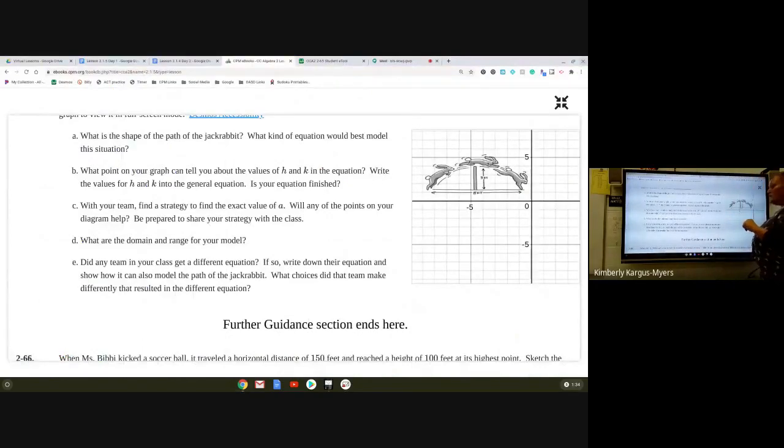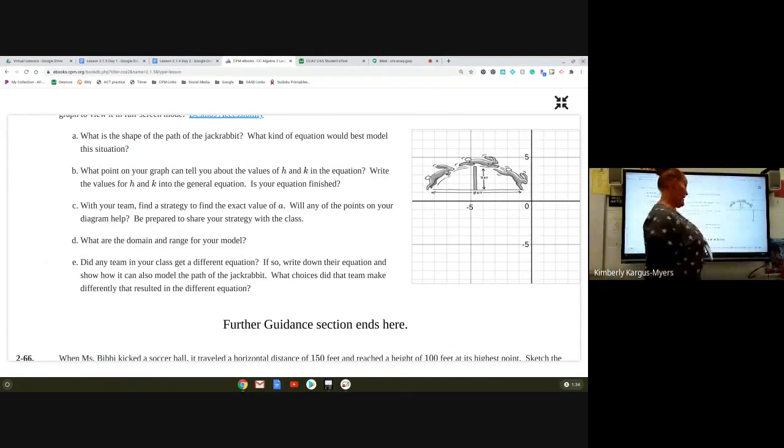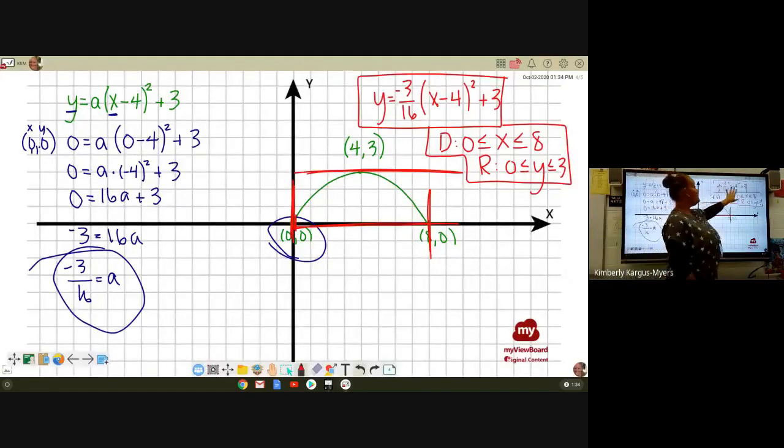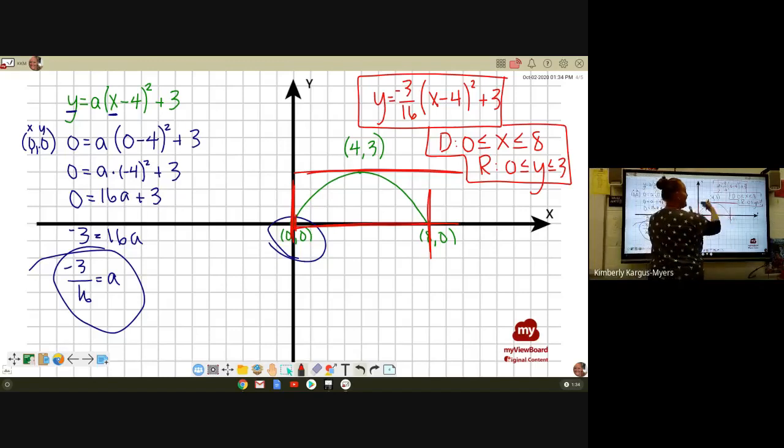E. Did any team in your class get a different equation? If so, write their equation and show how it can also model the path of the jackrabbit. What choices did that team make differently that resulted in a different equation? This is the part that I'm going to show you next, because there actually is a different way to do this. You get a slightly different equation, but it's still 100% correct. So this is if you set up your parabola at these points with the origin involved.